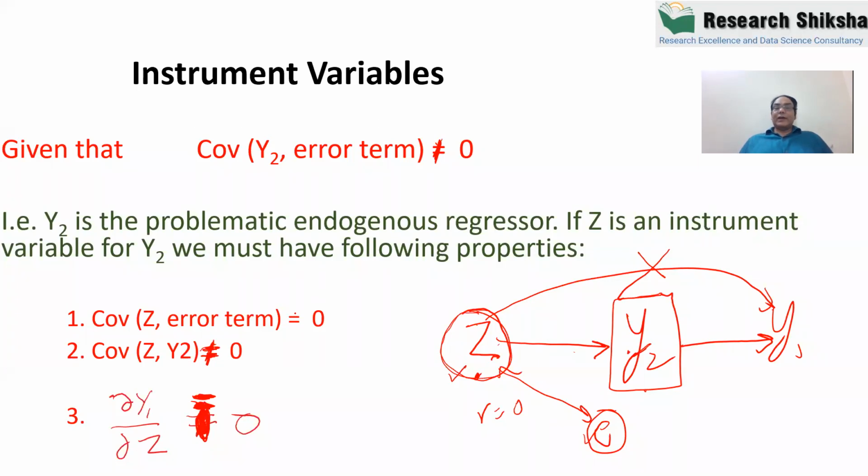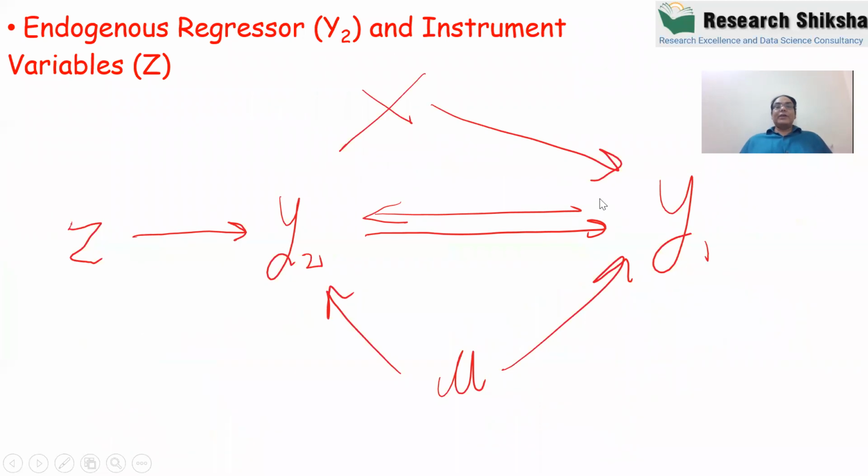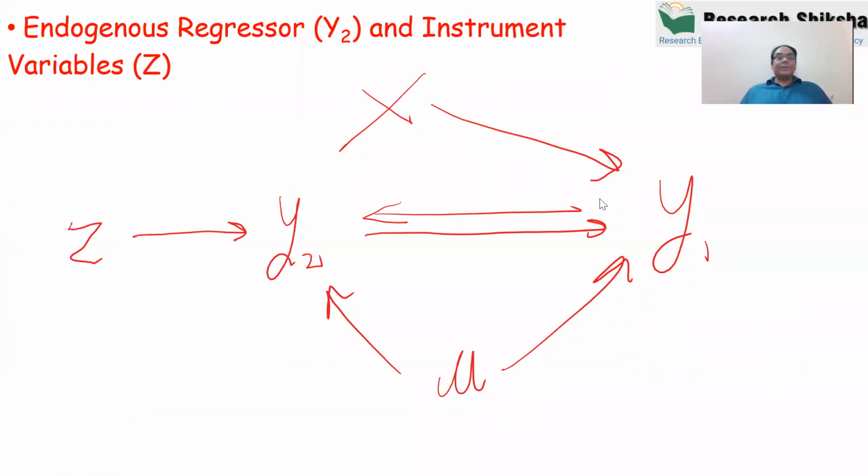So I repeat once again, the correlation between Z and the error term should be 0, right? The covariance of Z with Y2 should not be 0, and the impact of Z on Y1 should be 0. So this is the property of the instrument variables that we can incorporate in the model. I will send you the correct slides, so don't worry about that.